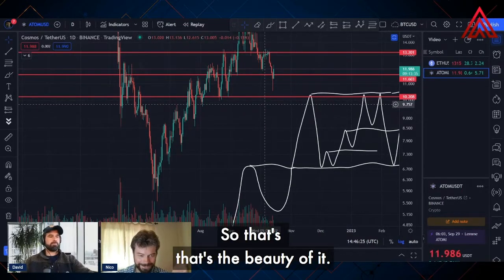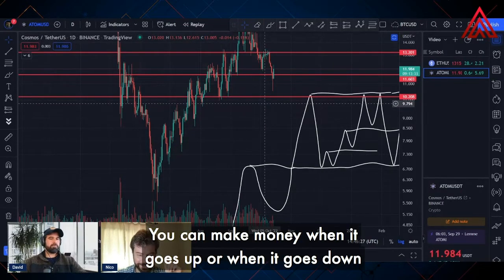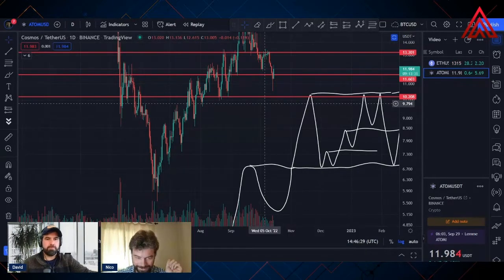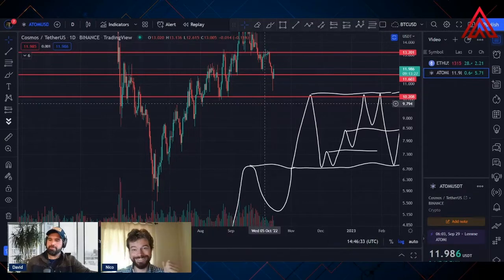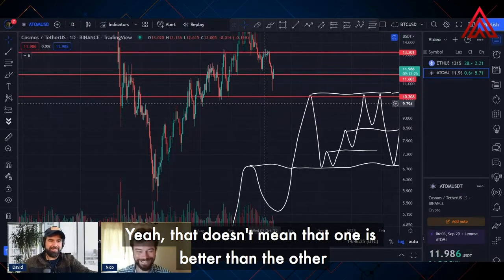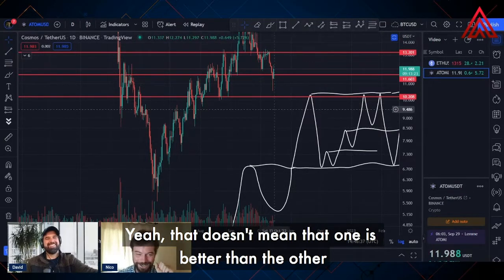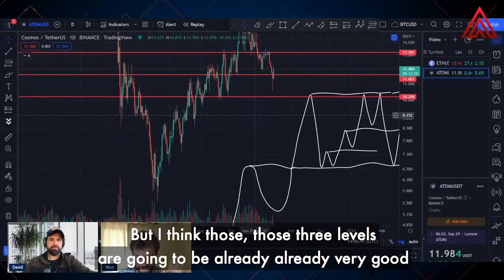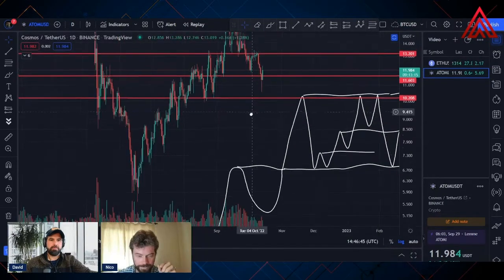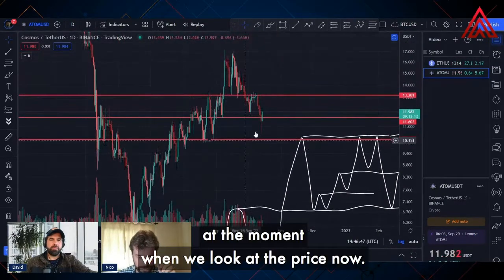Exactly. So that's the beauty of it. You can make money when it goes up or when it goes down. But again, you can lose money when it goes up and down as well. It doesn't mean that one's better than the other. And then we could put another level down here, but I think those three levels here are going to be already very good at the moment when we look at the price now.